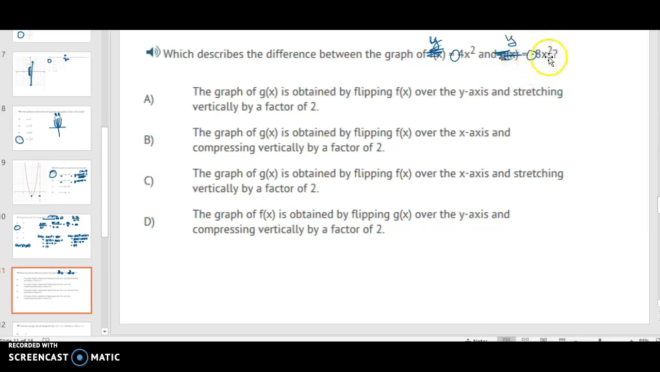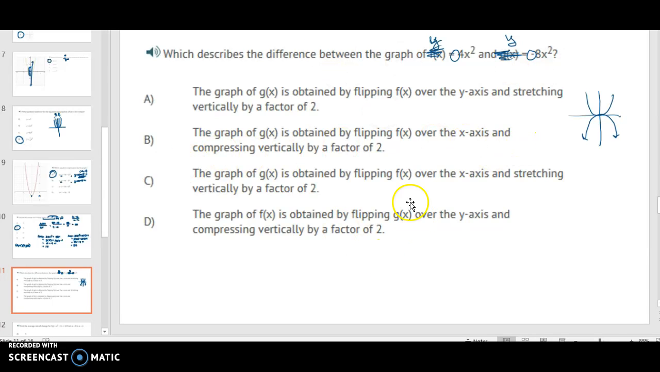Not a y. So if it's going to be multiplied to the x, that means it's going to change all of my x values negative, which means it's going to flip over the x-axis. It's like if this was your original graph, now it's going this way. So it's going to flip over that x-axis.